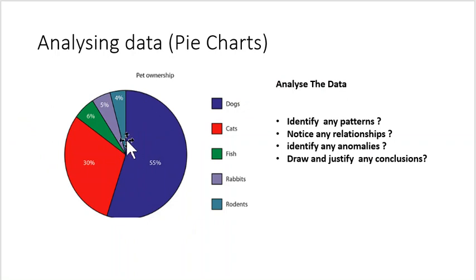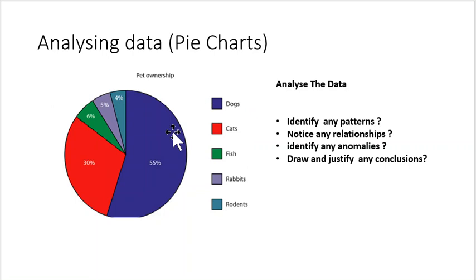So again, this is a pie chart. It's always a good idea to have a heading, and we can see straight away there's a heading here. It talks about pet ownership. Down along the side here, we have different types of pets. So we have dogs, cats, fish, rabbits, and rodents.